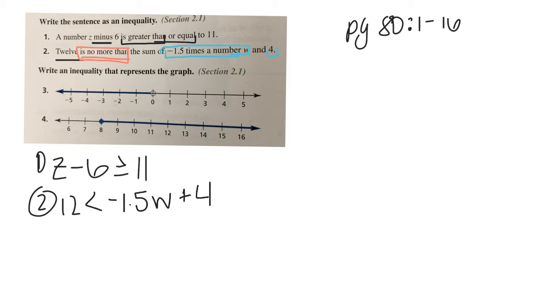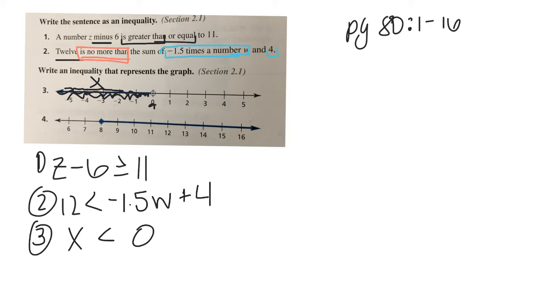Number 3, write an inequality it represents. So 0 is our number. The shaded part represents our variable, so I'm just going to label it x. X, and our endpoint is 0. And so the numbers here are numbers that are less than 0, right? So the shading, the x's are less than 0, so less than, and it's an open circle, so it's not equal to.